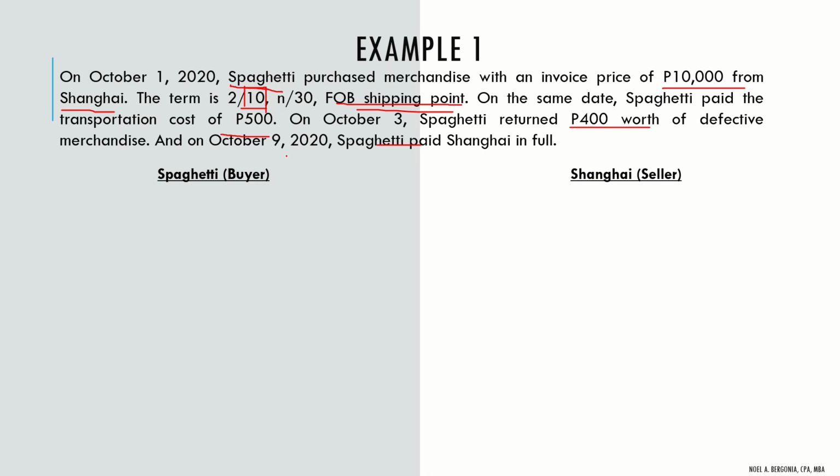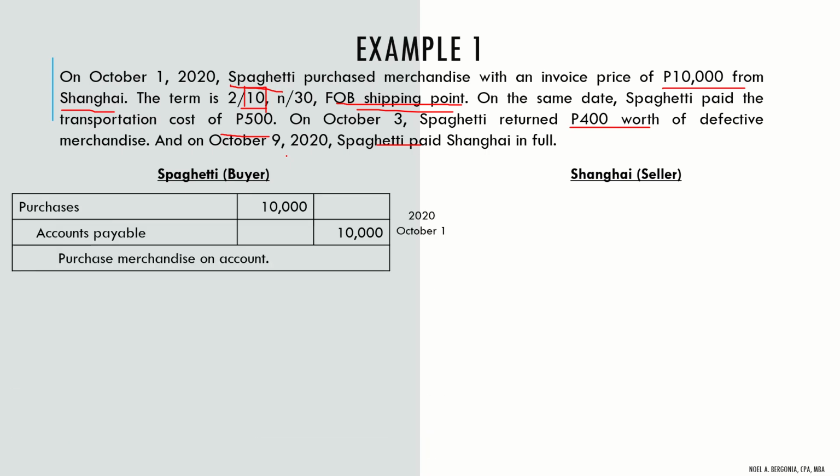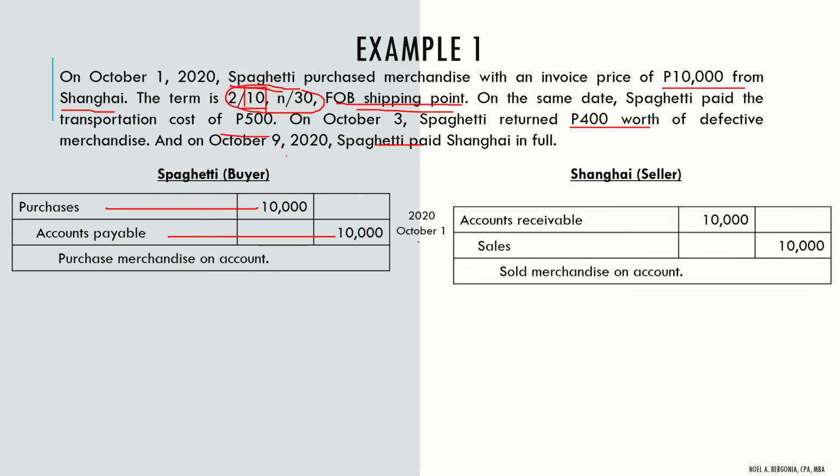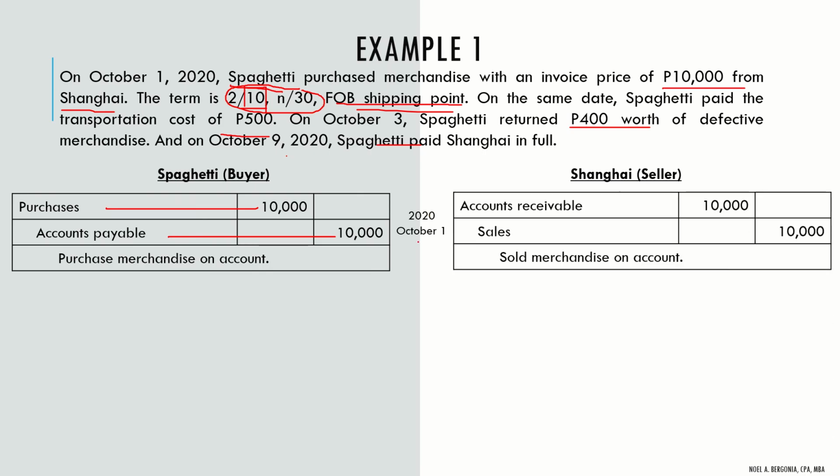So kay buyer muna tayo. So nung October 1, nung bumili po si buyer, no, Spaghetti ng merchandise from Shanghai. So ang entry po niya is debit purchases, no? And credit accounts payable 10,000. Bakit accounts payable? Kasi nga may credit terms po na pinakita. Hindi po ba? That should be on account. And then, it would be for seller na Shanghai, debit accounts receivable 10,000 and we credit sales 10,000. Okay? So that's the entry on October 1.